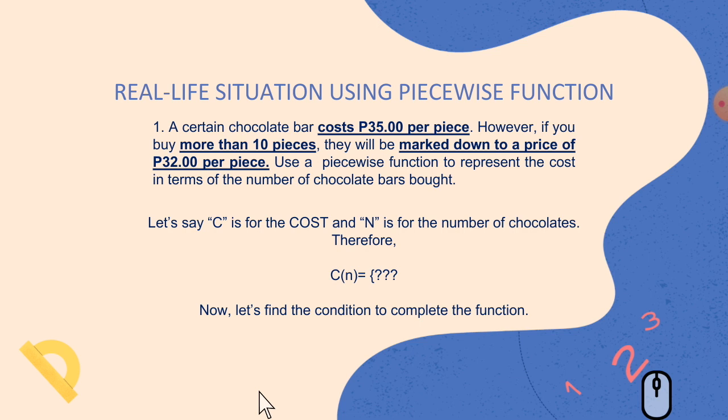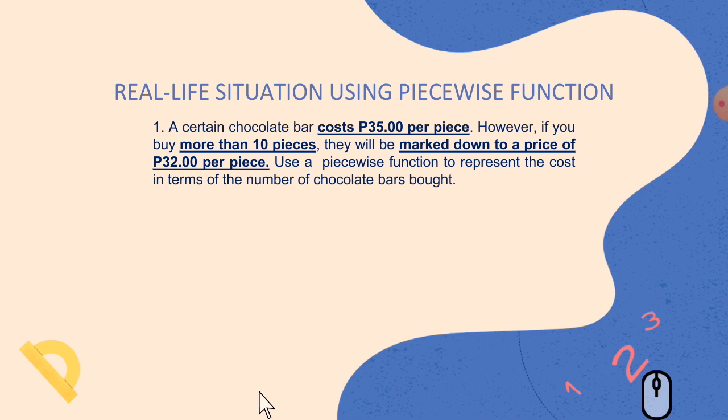So, hanapin natin ngayon yung function. Mapapansin natin dito na yung sa ating problem ay madi-divide sa dalawang condition. So, ito yung ating function, C of N. Yung C natin is yung cost and then the N is the number of chocolate na bibilhin. Sabi dito sa ating condition number 1, magbabayad ka ng 35 pesos if yung N natin is greater than 0 but less than or equal to 10.